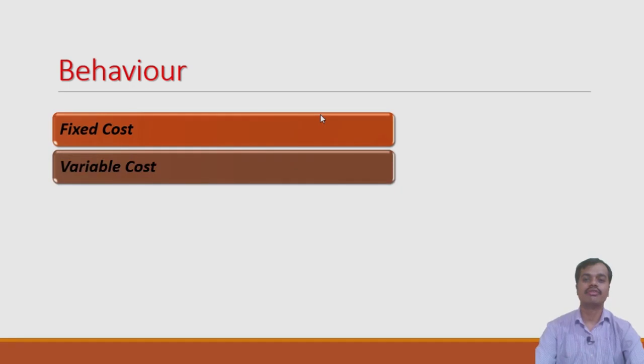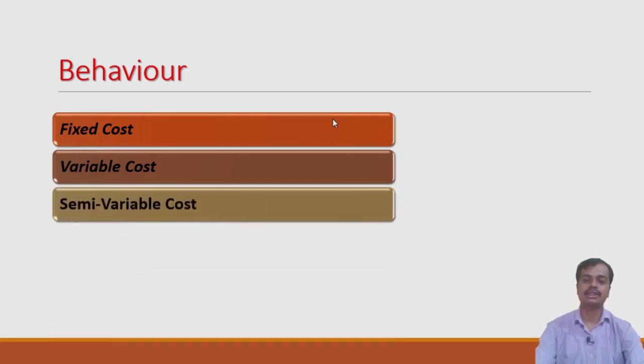Next cost is variable cost. Variable cost is the cost of elements which tends to directly vary with the volume of activity. For example, all direct costs are variable costs, such as direct material, direct labor, direct expenses and direct overheads.